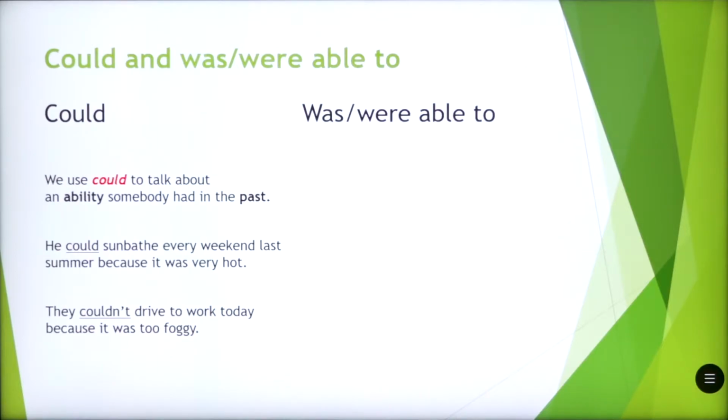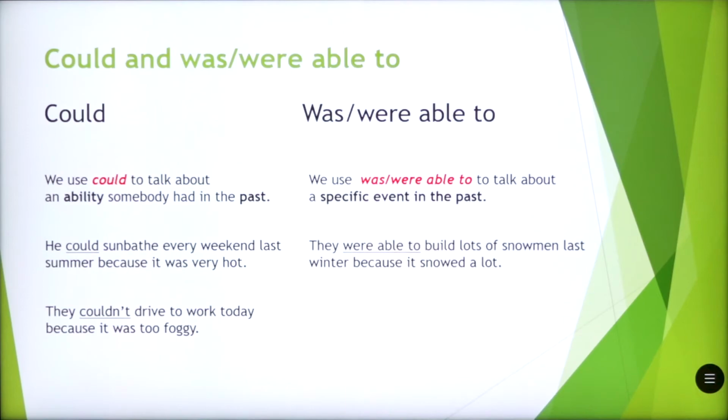Was or were able to. We use was or were able to talk about a specific event in the past. They were able to build lots of snowmen last winter because it snowed a lot. The other example, he was able to ride a bike to work last week because it was sunny.